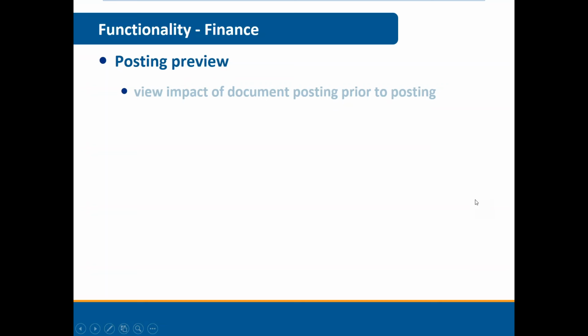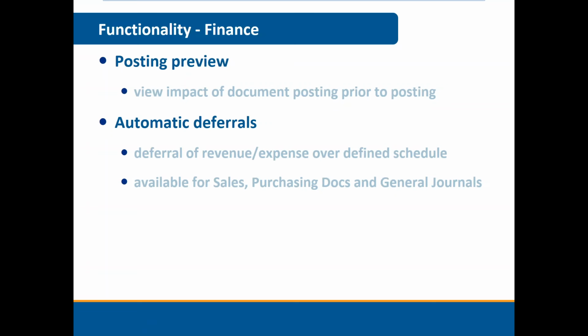So functionality then. Yes, there's some functionality around finance. Sometimes finance gets missed, so we like to applaud this. First thing is a posting preview, which means that as you go and post a transaction, it will come up with a little box and say, right, you're about to post these items to these accounts. Are you happy with that? So it gives you the opportunity to make sure you've done it right before you post it and then maybe have to correct it afterwards.